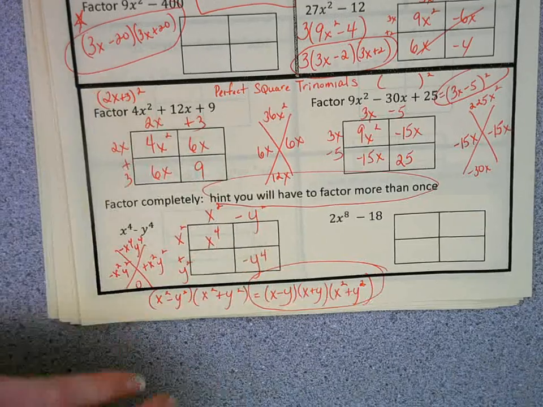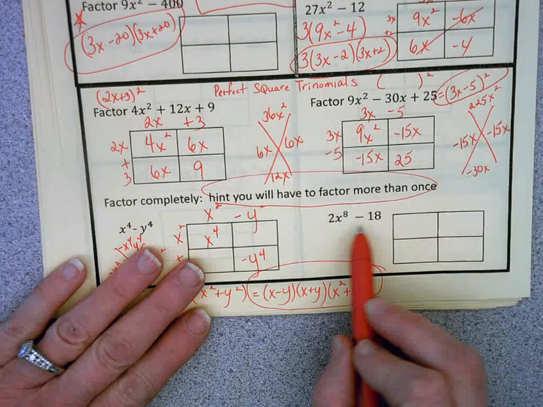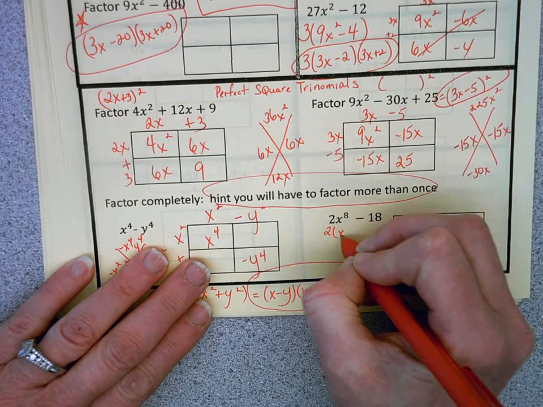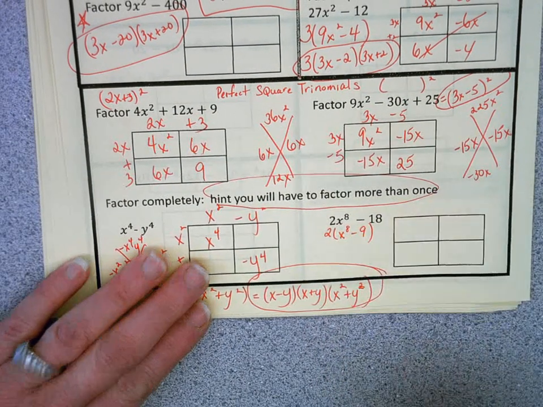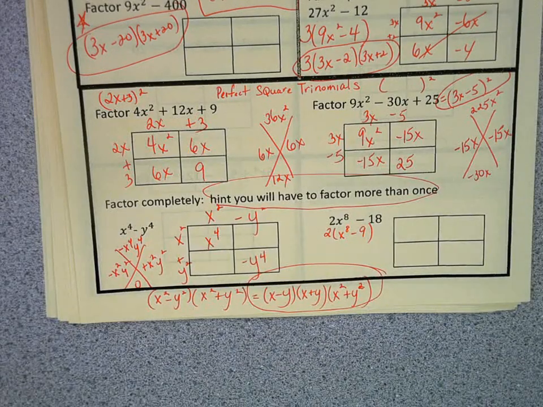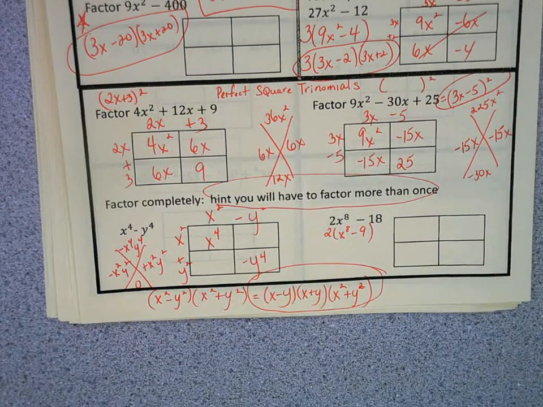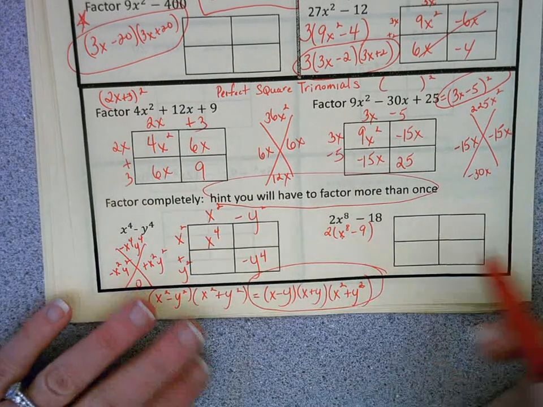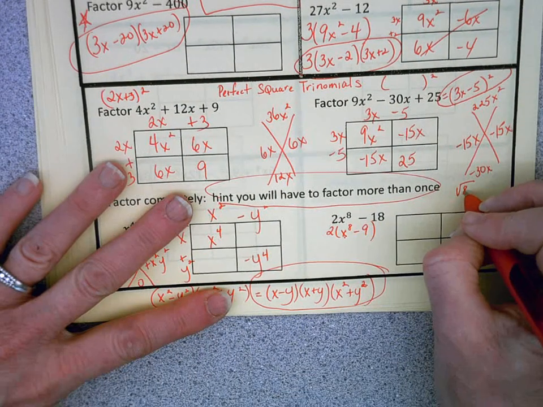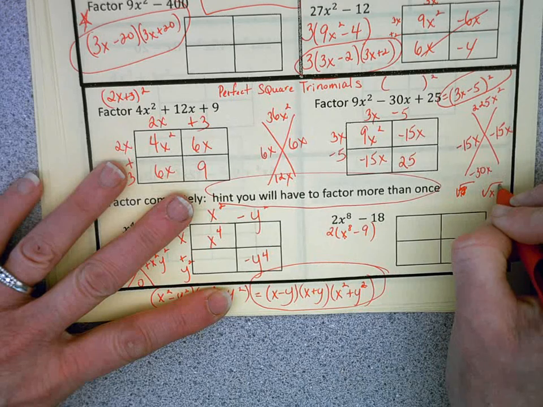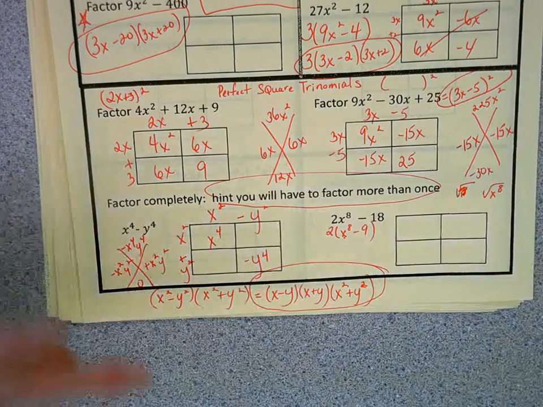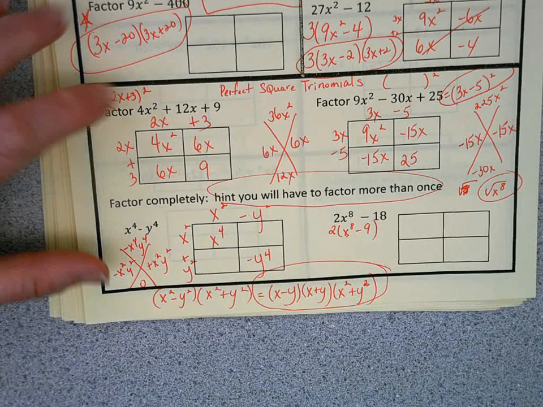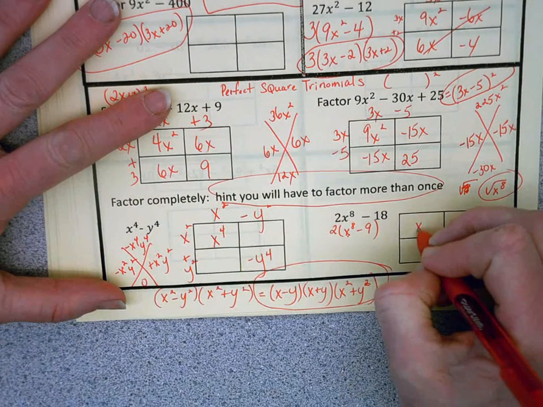So I'm looking at this one. Hopefully you recognize there's a GCF. I'm going to take out a 2. That looks like a difference of two squares. Why? Because 9 is a perfect square. Again, I can take the square root of x to the 8th. Whoops, sorry. From last chapter, I can make 4 pairs if I take the square root of x to the 8th. So let's make sure I'm going to put x to the 8th here. I'm going to put a negative 9.